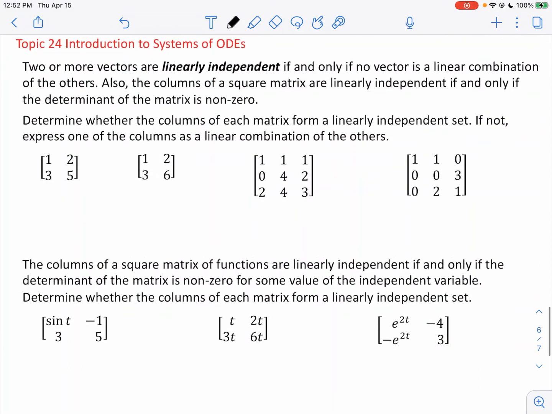The next slide. Two or more vectors are linearly independent if and only if no vector is a linear combination of the others. Also, the columns of a square matrix are linearly independent if and only if the determinant of that matrix is non-zero. Okay, so we have this first example here as a matrix, which has 2 columns. You can think of each column as its own vector. So the question is going to be whether these vectors, whether these columns, are linearly independent.